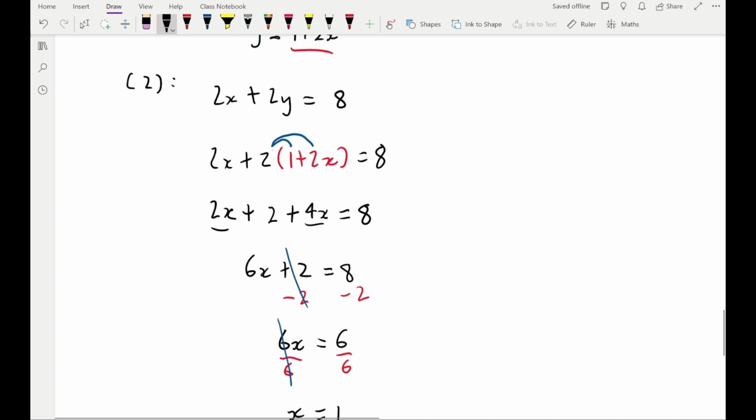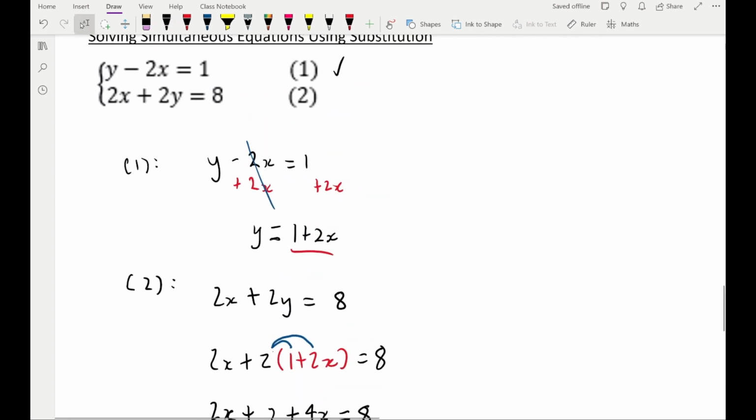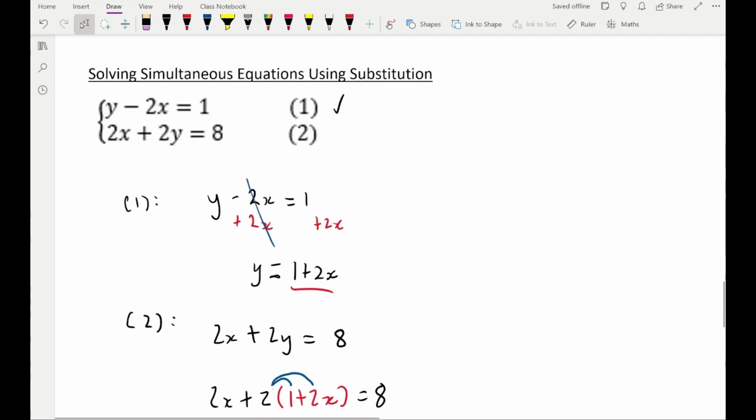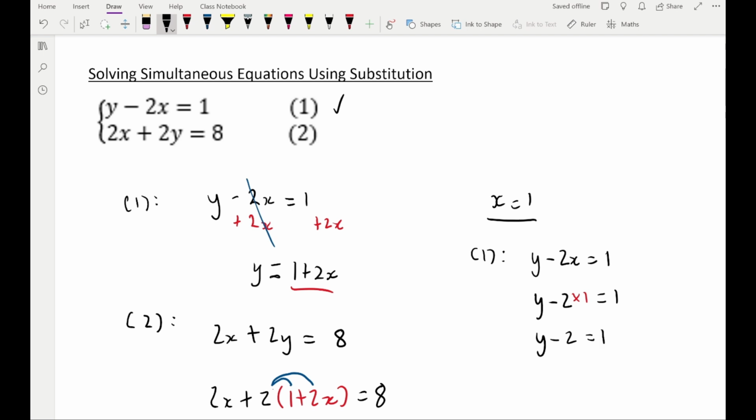Cool stuff. Okay, now that we know x is 1, we haven't finished solving this because we need to figure out what y is. So let's pick any one of our equations and we're going to sub in x equals 1. So x equals 1. Let's just pick, I'm going to go with equation 1 because it looks kind of nice. So y take 2x equals 1. So this will become y take 2 times 1 because x is 1 equals 1. So that's y take 2 equals 1. And then if you want to solve that, you can add 2 to both sides.